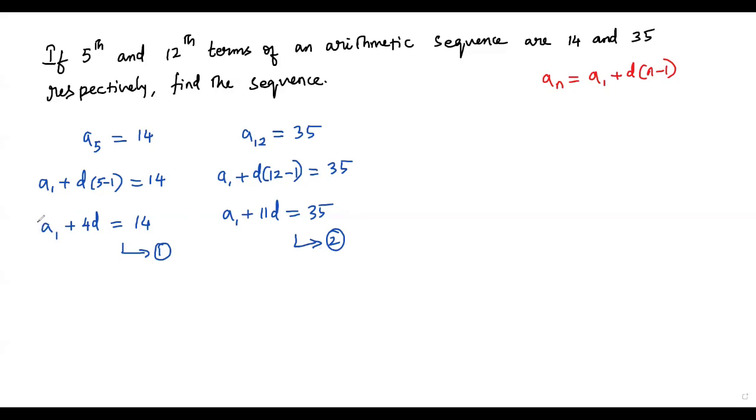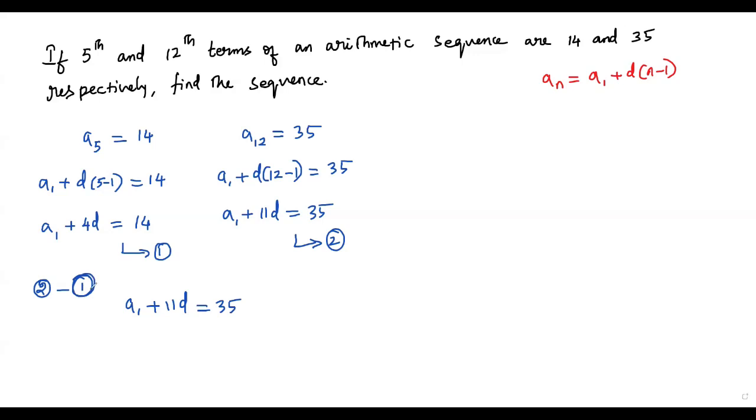Here the coefficient of A1 is 1, and here also the coefficient of A1 is 1. So in both equations we have the same coefficient 1 for A1. If I subtract the two equations, I'll be able to eliminate A1 easily and get the value of D. So I'm going to subtract the first equation from the second equation. I write the second equation as it is, that is A1 + 11D equals 35.